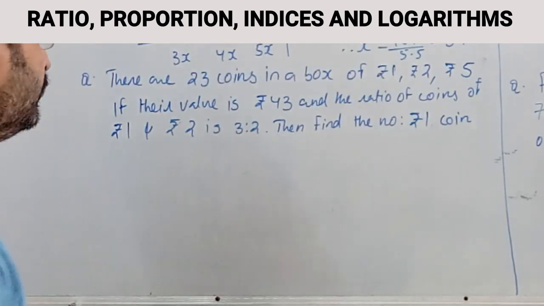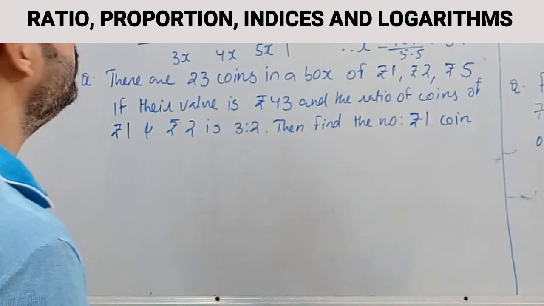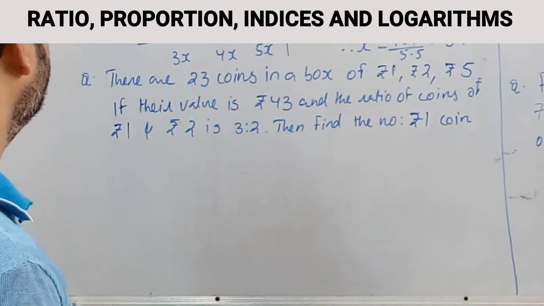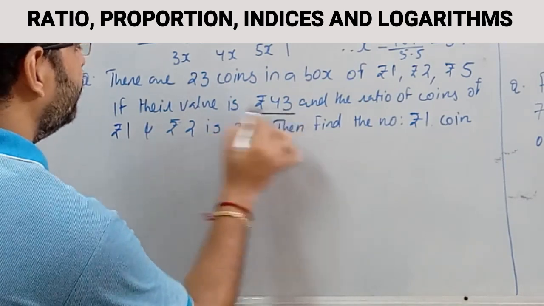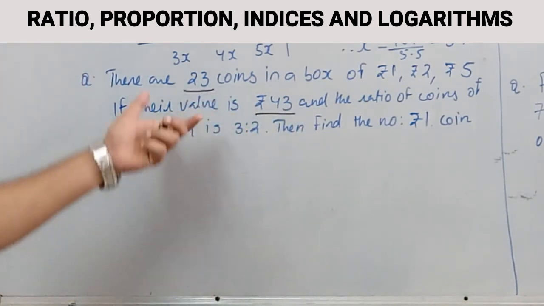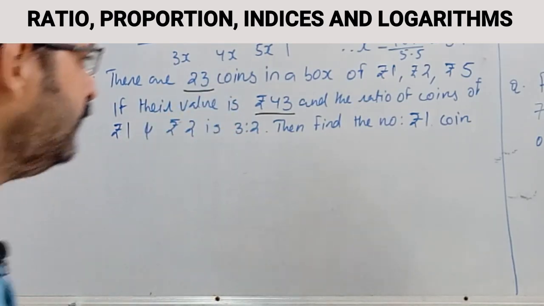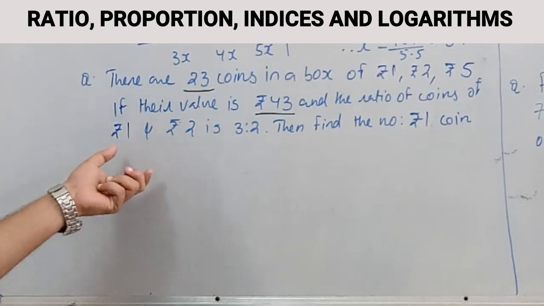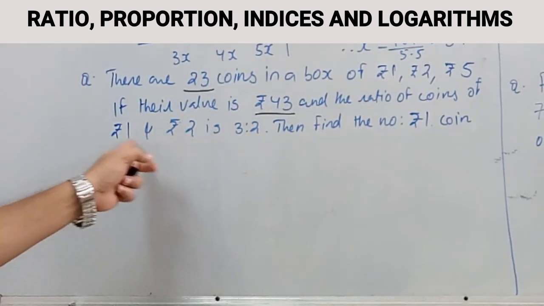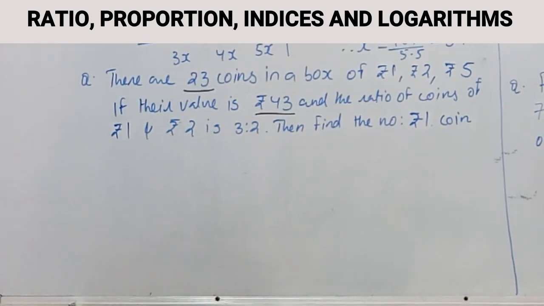Next question. There are 23 coins in a box of rupee 1, rupee 2 and rupee 5. If their value is rupees 43, 23 coins. In this question, the number of coins as well as the total value is given, and the ratio of coins. And the ratio of coins of rupee 1 and rupee 2 is 3:2. Then find the number of rupee 1 coins.